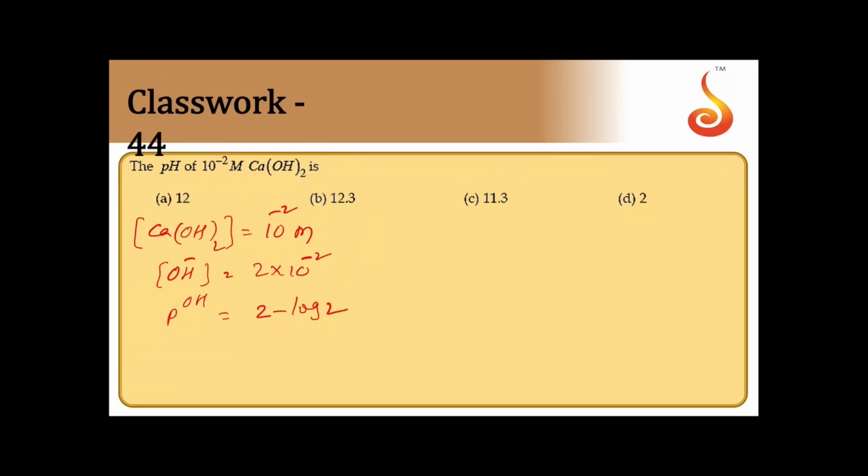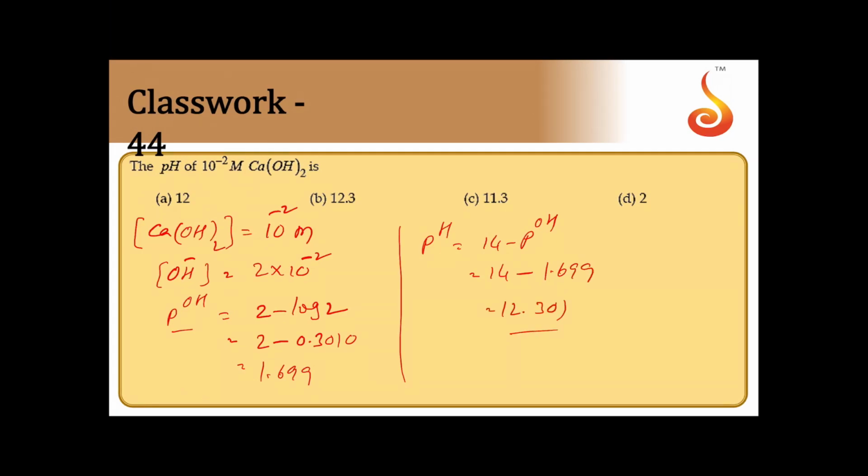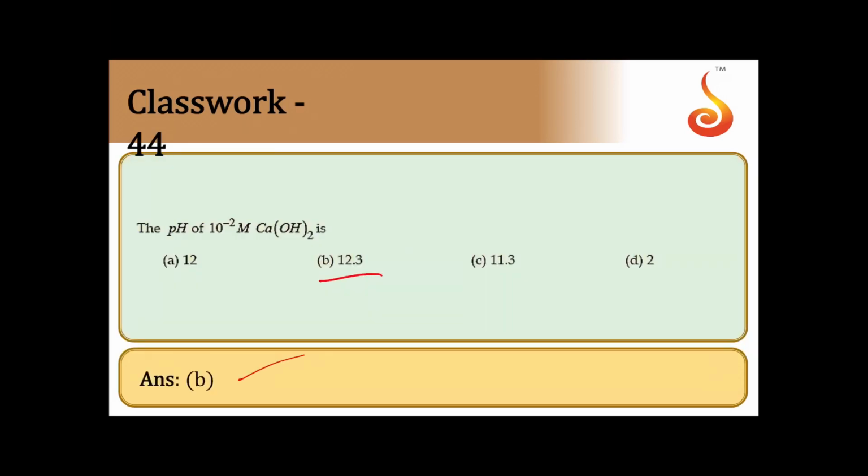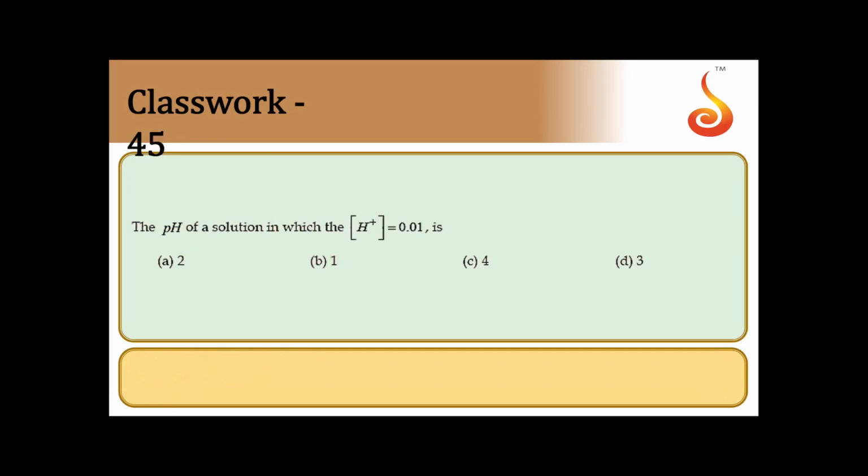So 2 minus log 2, which is equal to 2 minus 0.3010, which is equal to 1.699. The value of pOH. Now from there we can find out the pH value. pH is equal to 14 minus pOH, which means 14 minus 1.699, which comes to 12.301. 12.30 is the answer we have. So the option is B, 12.301. B is the answer.